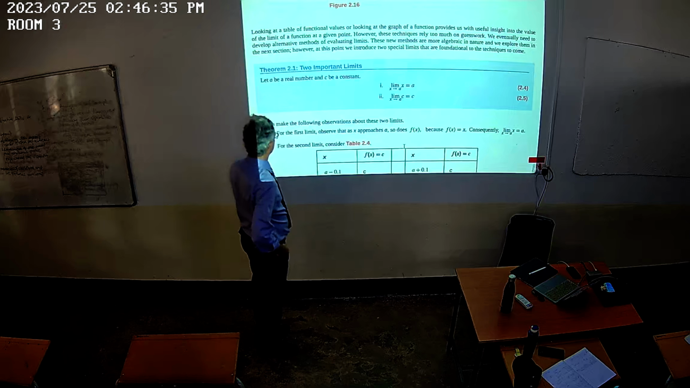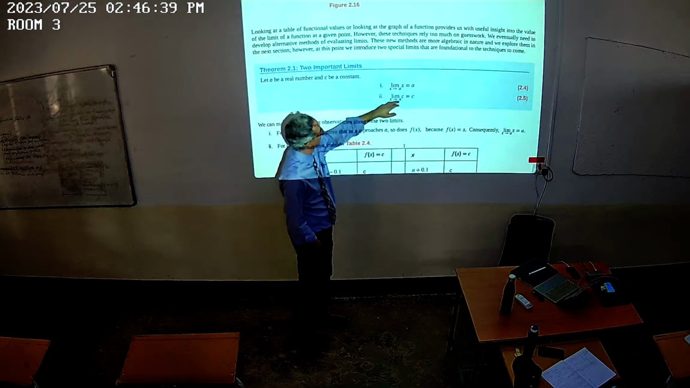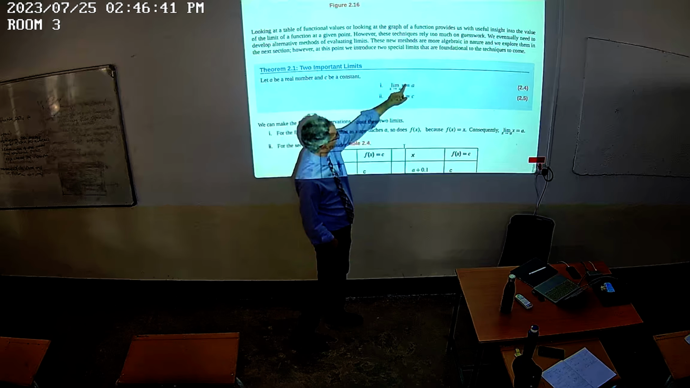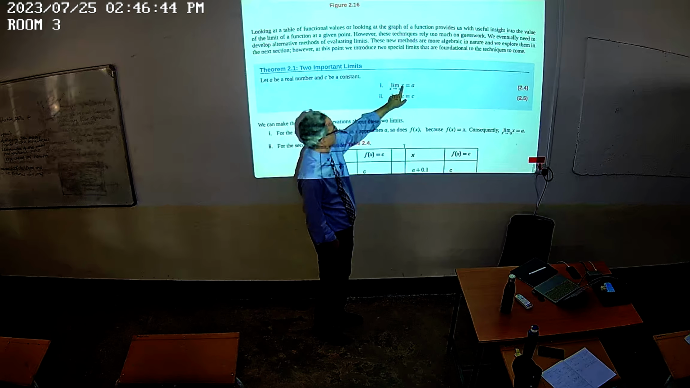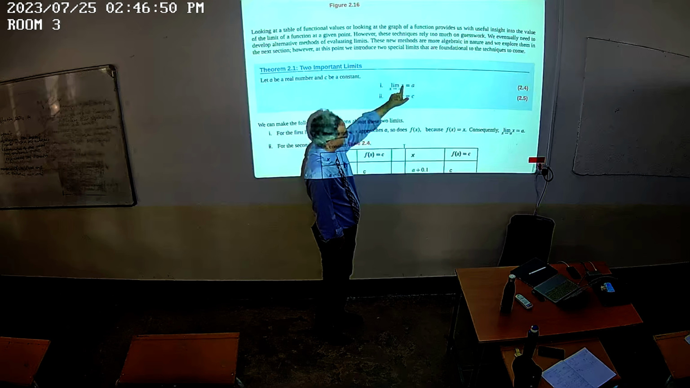The first limit is easy to see. The function f of x is just x. So as x approaches a, f of x, which is also x, is also going to approach a, so the limit is a.